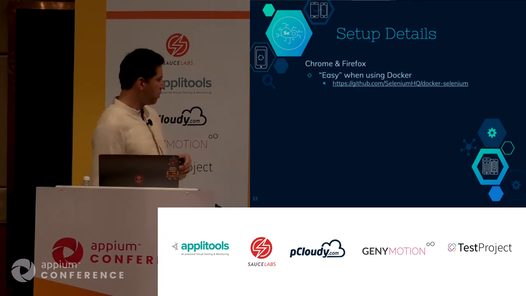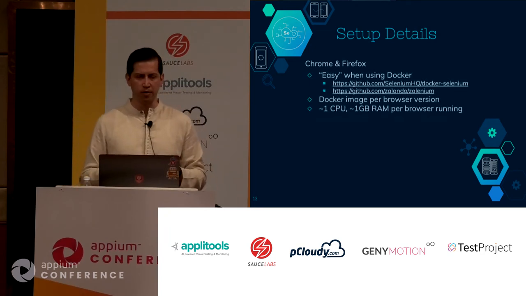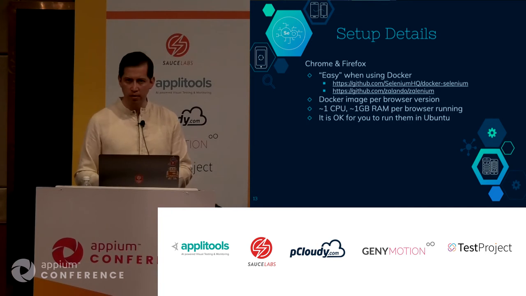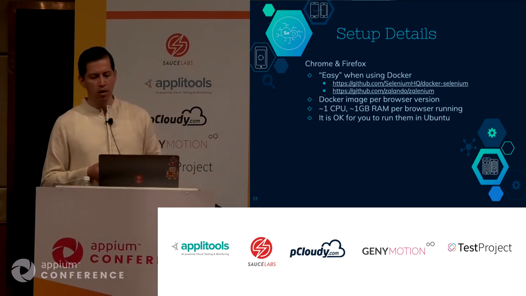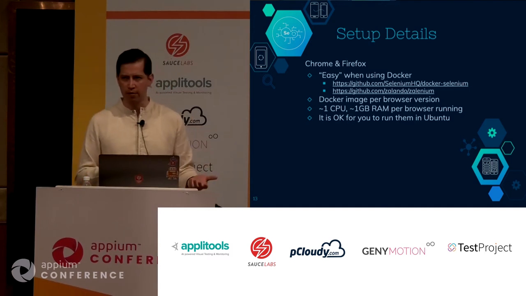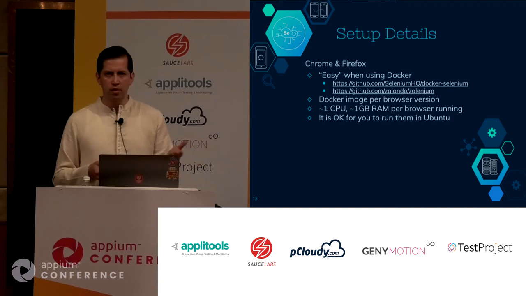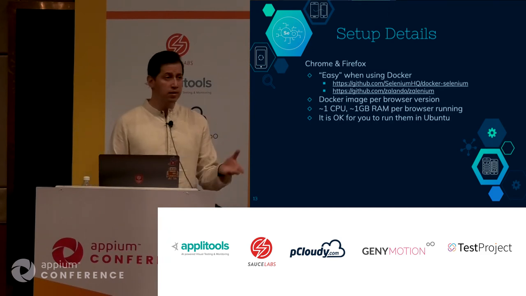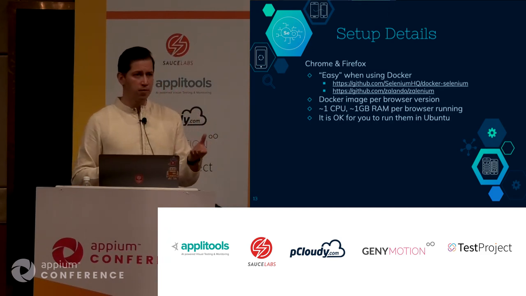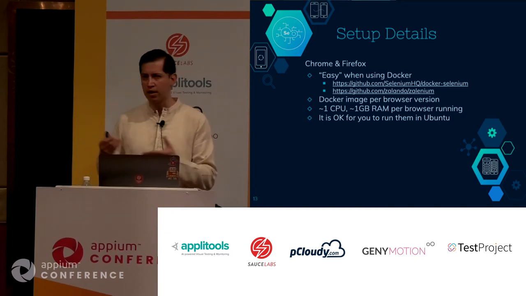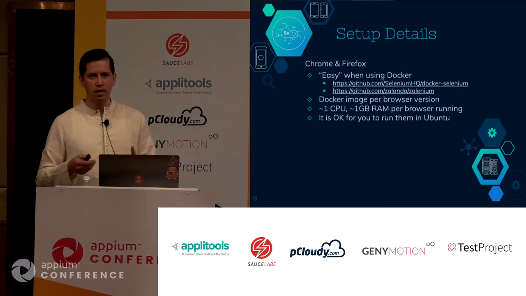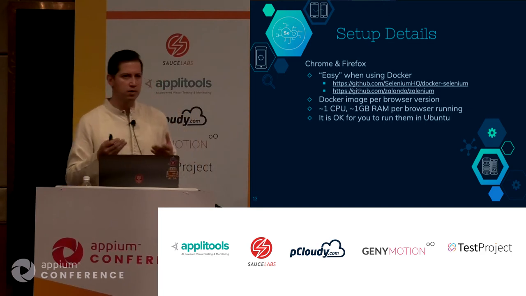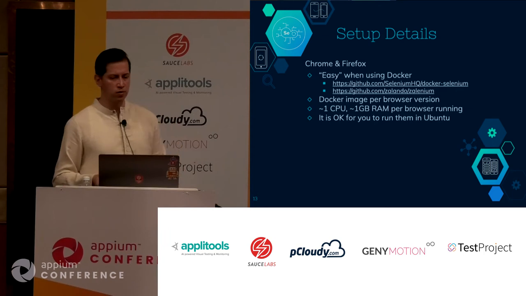Then let's talk about the setup details of each type of browser. For example, Chrome and Firefox are quite simple because they run on Linux, so we can use them in Docker containers. And there are 2 projects that I recommend to use, that you can start your grid locally and use Chrome and Firefox. And normally, you need around 1 CPU and 1 gigabyte of RAM per browser running, so per container. It could be less, it could be more. For example, if you're testing a website that is maybe just some text and images, it would need less RAM than testing Netflix, for example, that has a lot of images and a lot of animations and videos. So that's what you need to start monitoring so we understand what type of infrastructure we need.